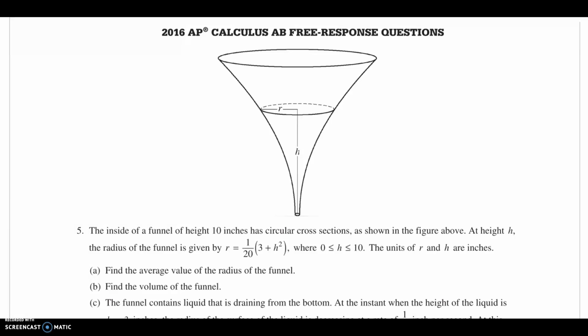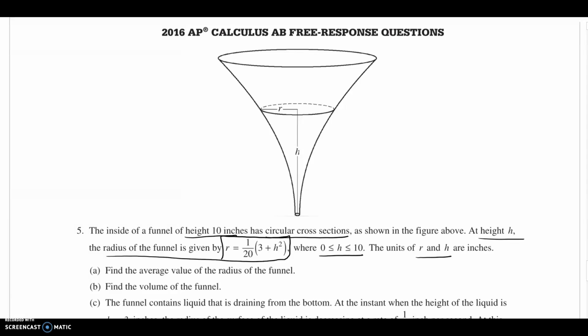So note this picture. We have a picture of a funnel with a height of 10 inches, and cross sections made of this funnel are all circles. And at any height h, the radius of the funnel is given by this function, r in terms of h. And our domain for h, 0 to 10, there's the 10 inches on the height. And units for everything in terms of lengths are all inches.